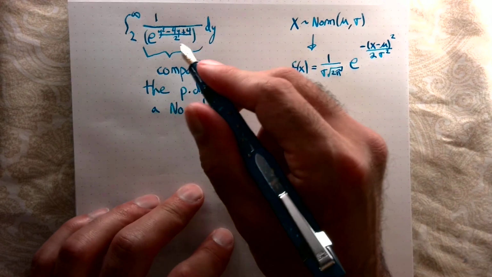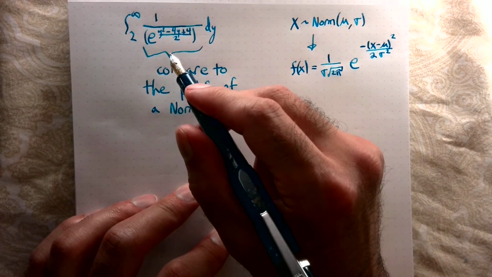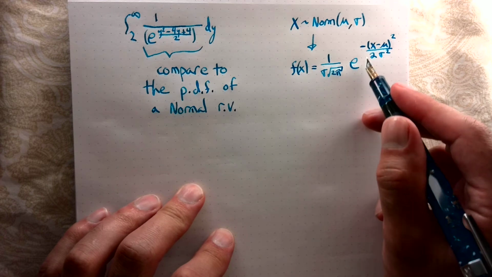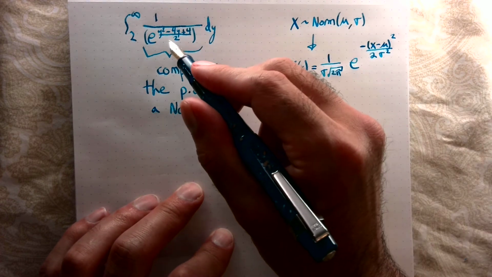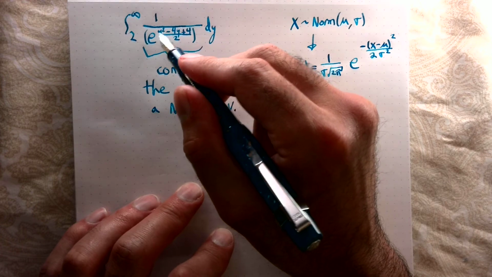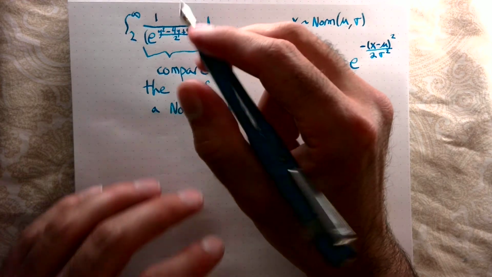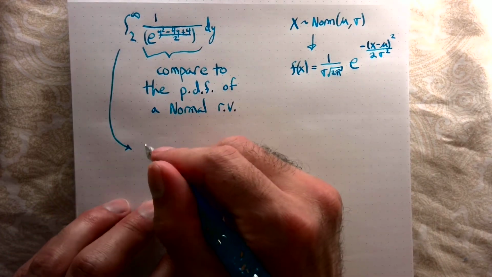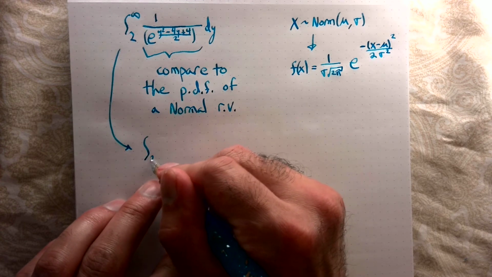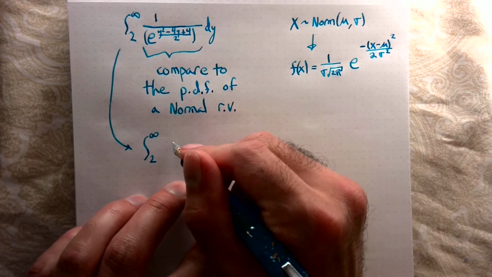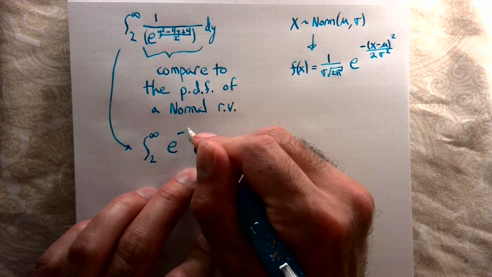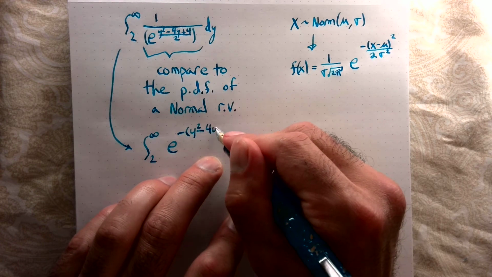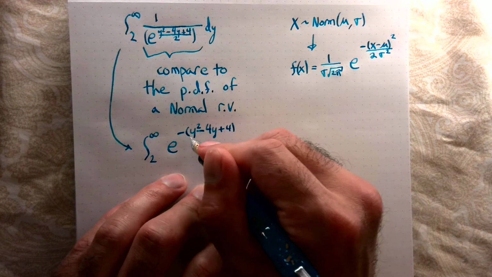So the first thing we want to note is that this e is in the denominator, and here we have the e in the numerator and a negative sign in front of this. So we want to bring this e to the top, and when we do that, we need to change the sign to make it negative. Now we want to integrate from 2 to infinity. We bring this to the top, so we have a minus, y squared minus 4y plus 4, over 2 still, and we're integrating with respect to y.